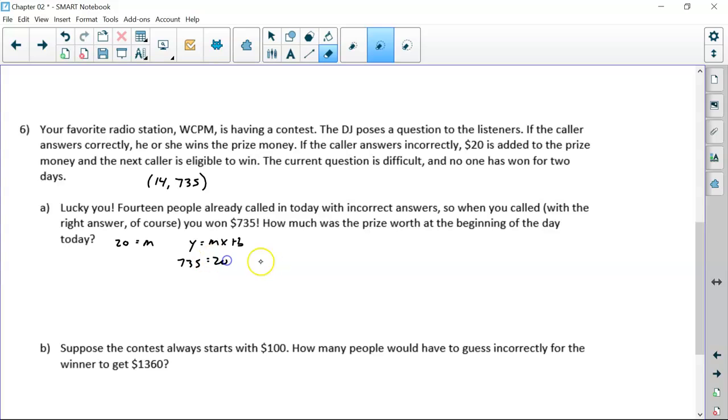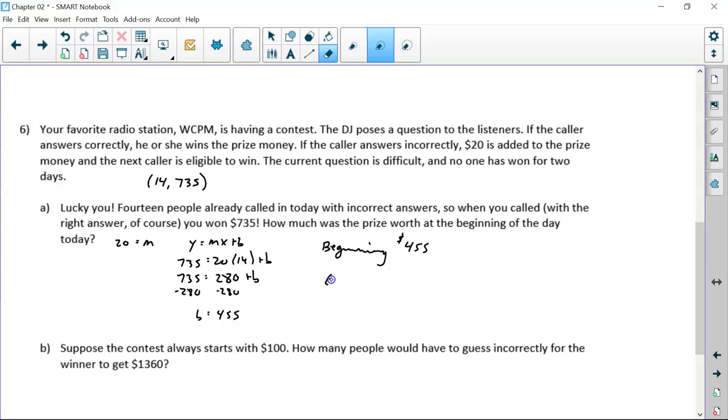735 equals 20 times x. X is 14. Plus b, because we're trying to find out what the starting amount was. So 735 equals 280 plus b. Subtract 280 from both sides. b equals 455. So beginning of the day, the prize was worth $455.